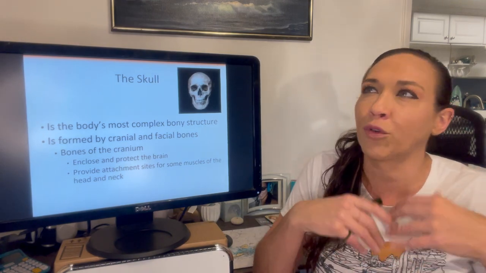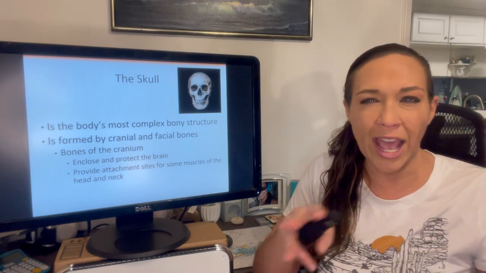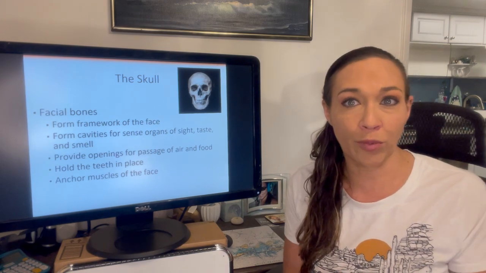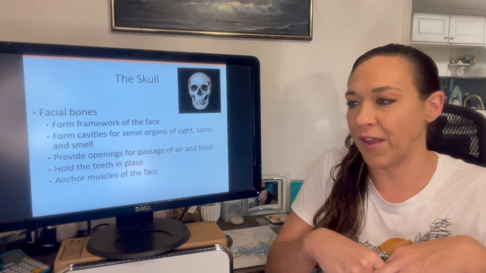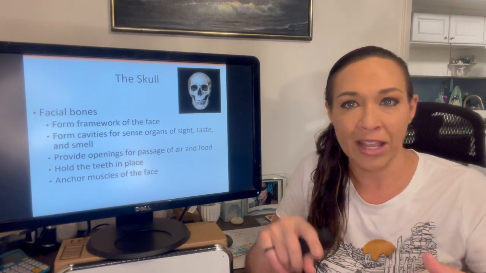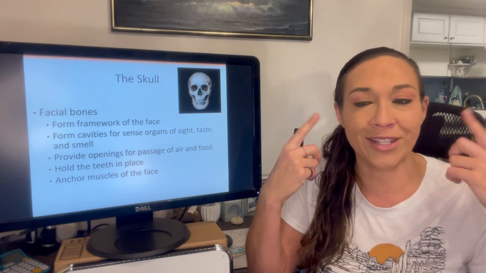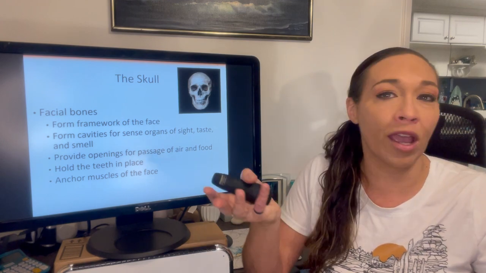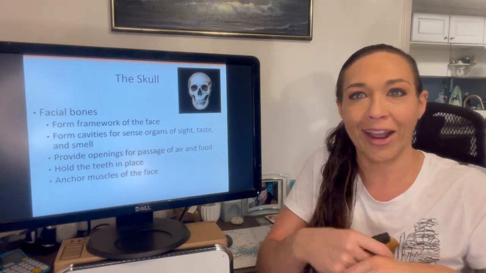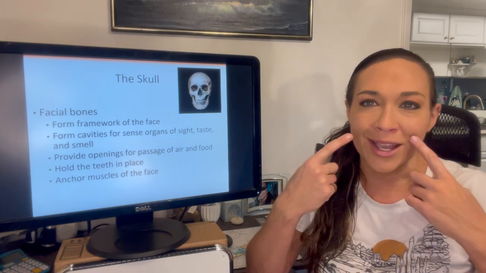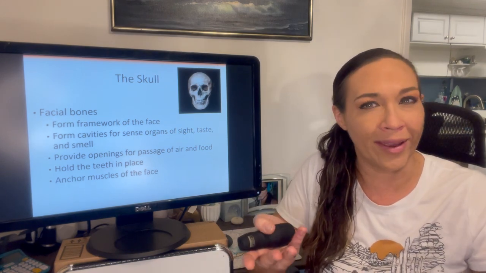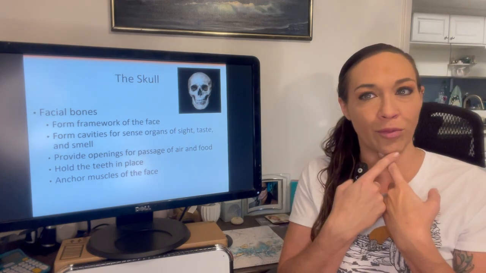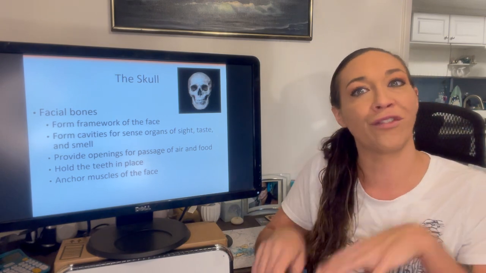They're also going to be an attachment site for your muscles, say in your neck and your head, any kind of attachment place. That's where you're going to have the cranium. Now your facial bones, that is essentially the framework of your face. So this is all of your cavities for your senses, like smell, taste, hearing, right? All of those senses are coming from the cavities in our facial bones. Also providing a passageway for air and food, something that we very much need. It does hold our teeth in place, kind of important if we need to be chewing, also very important for speaking, funny enough. And then it also anchors the facial muscles, which attach to those facial bones.